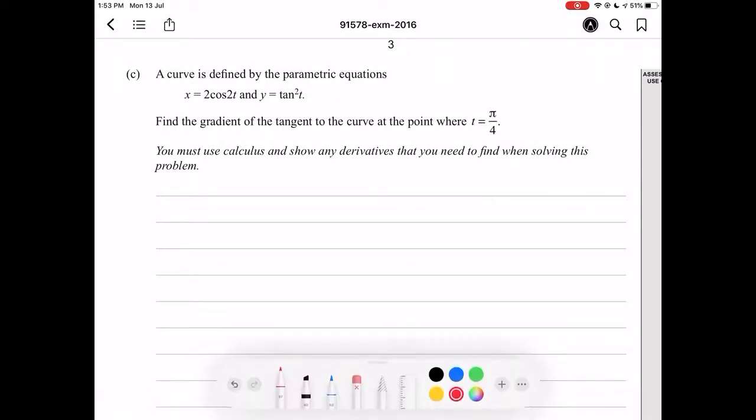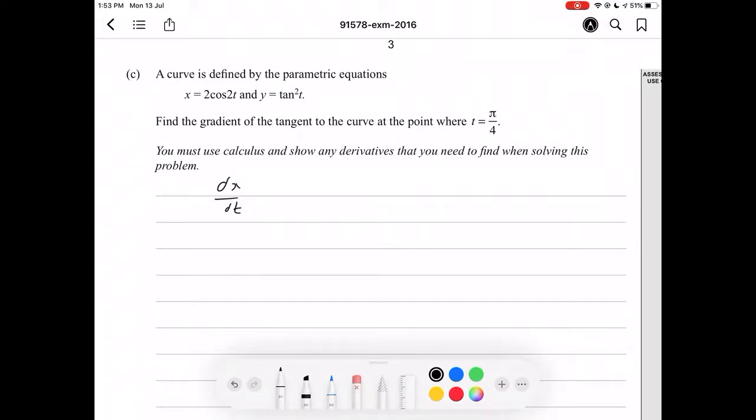Alright, so for parametrics, we have x relating to a variable, which is t, and y relating to a variable, which is t. So the first step here is to differentiate both x and y with respect to t. So dx over dt: to differentiate 2 cos 2t, we're going to be using the chain rule.